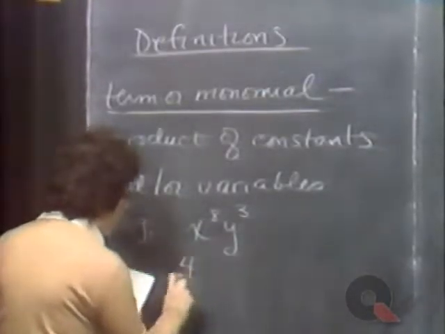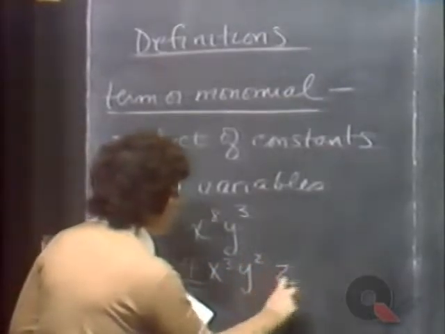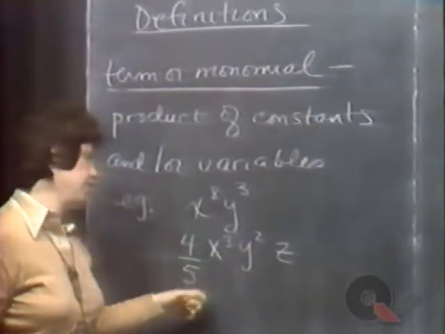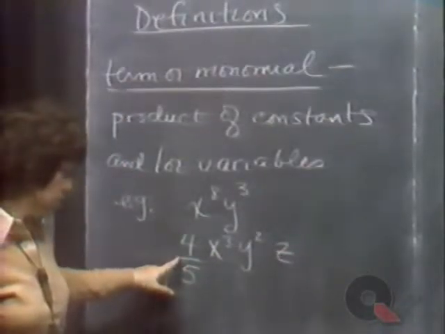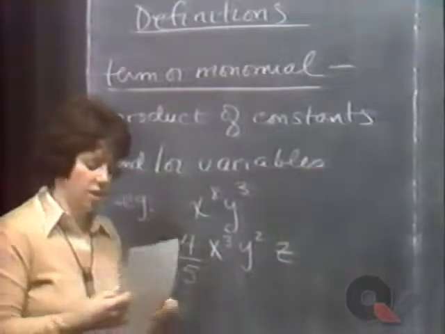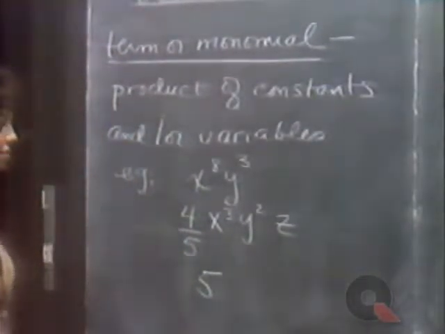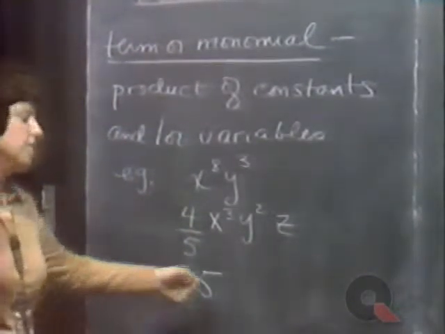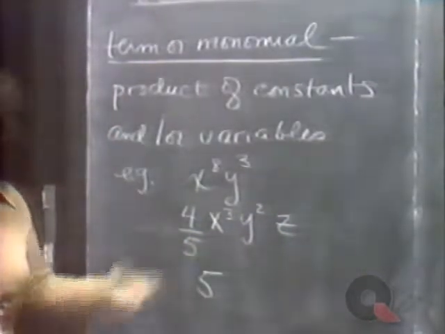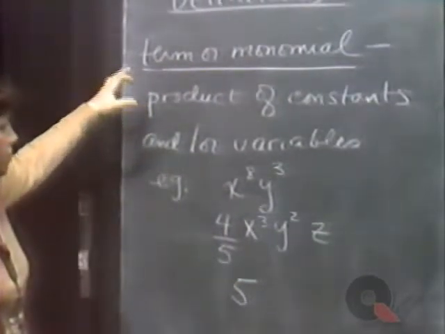Okay, 4/5 x cubed y squared z. Once again, a product of constants, in this case, and variables. 4/5 is a constant, and then we have x times x times x, y times y, and z. Also a constant by itself, 5, is also a monomial. You could think of it as 5 times 1, or 5 times x to the 0, because x to the 0 is 1. But still, it comes under the term. It can be described as a term or a monomial.